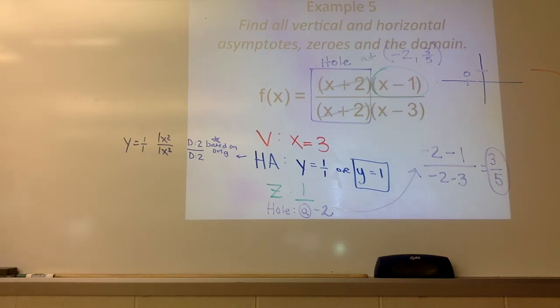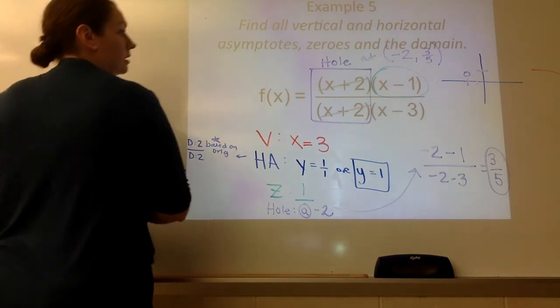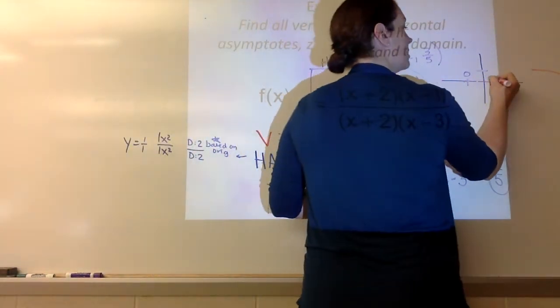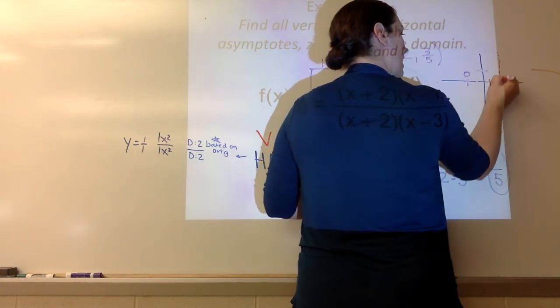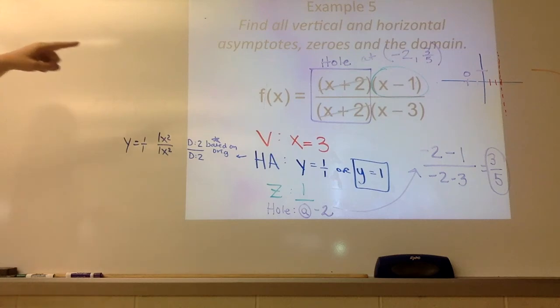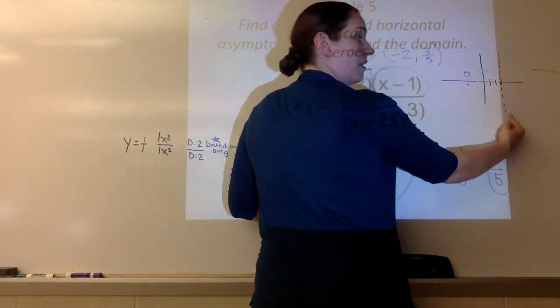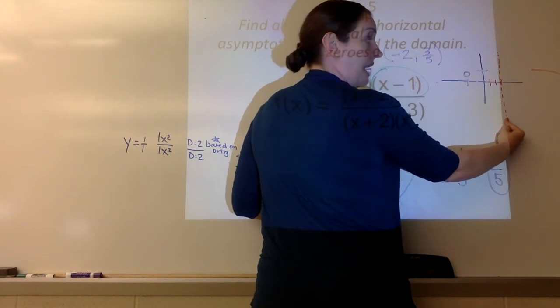All right, now, we said we had a vertical asymptote at 3. Okay? 1, 2, 3. So take a look. I'm going to draw that in here. What you need to understand about what I just graphed is that there are 2 breaks in the graph. There's one at the hole, and then there's also one at the vertical asymptote.